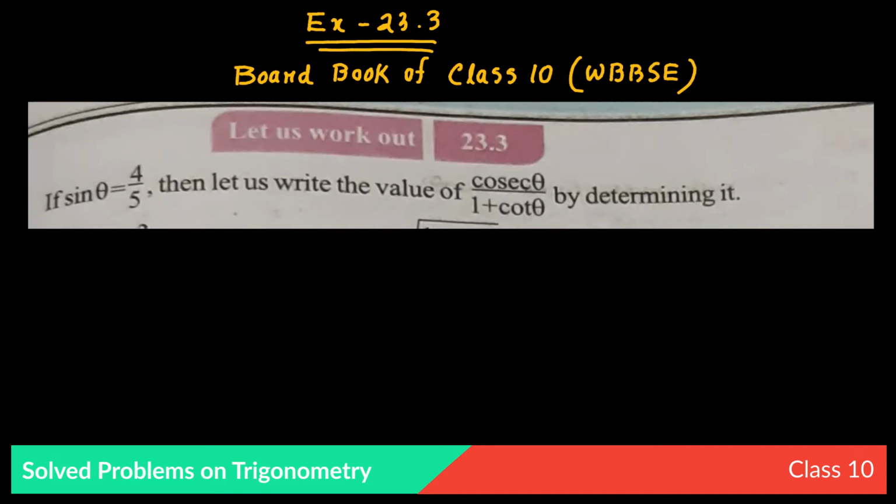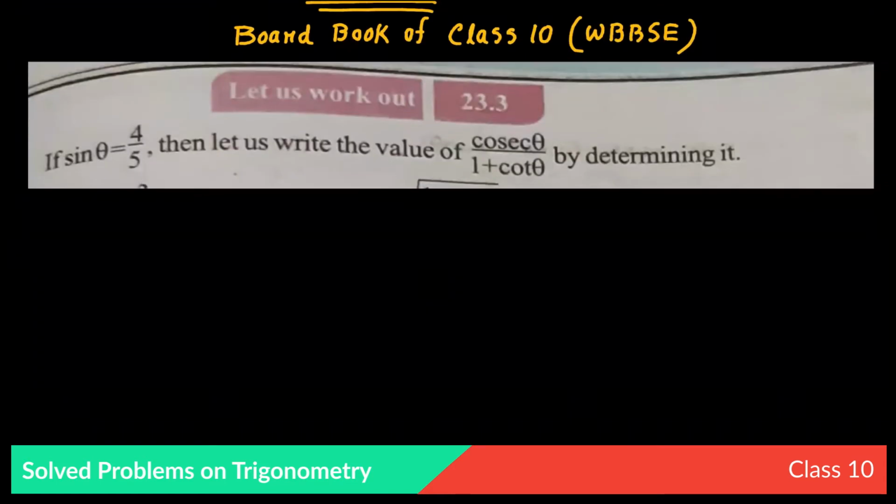Okay, so let's start with the first question. I hope that all of you have a clear concept and idea about the trigonometry portion of class 10 that you have. What is given in the first question? It is given: if sine theta equals 4 by 5, then let us write the value of cosec theta by 1 plus cot theta by determining it.